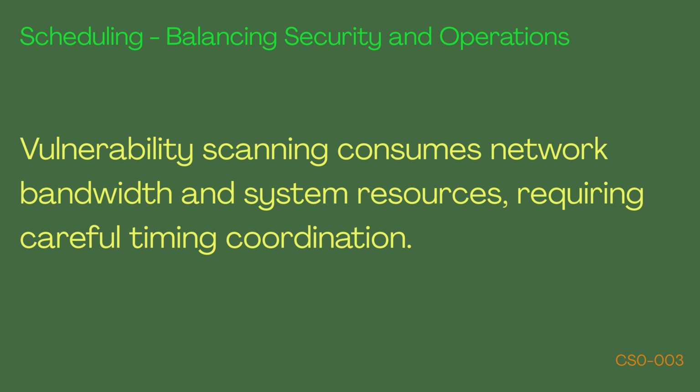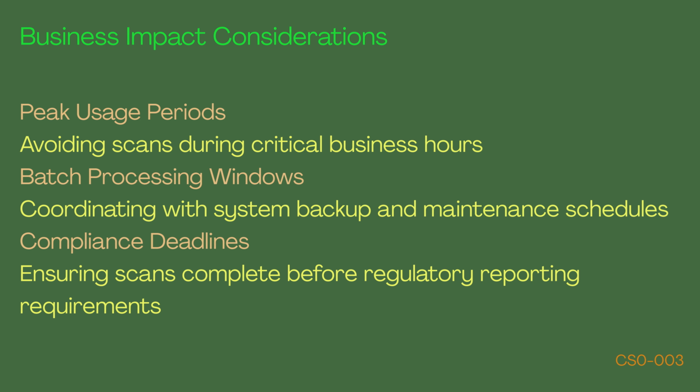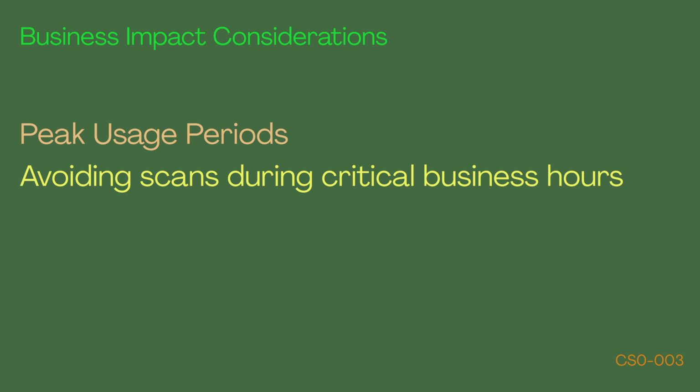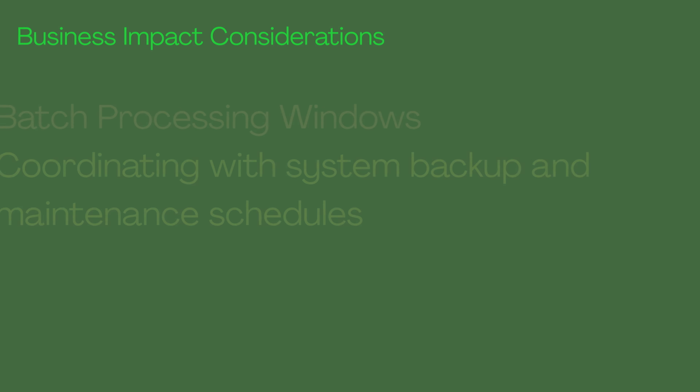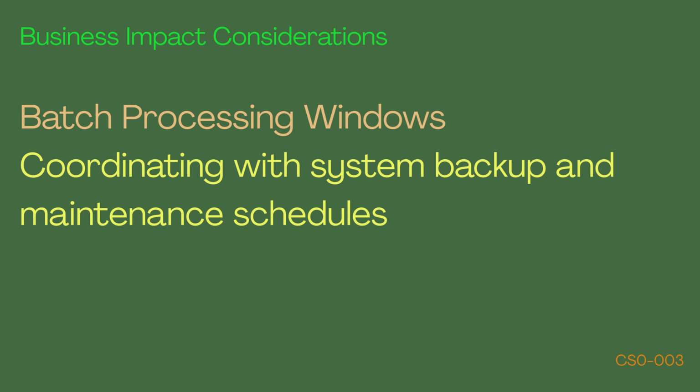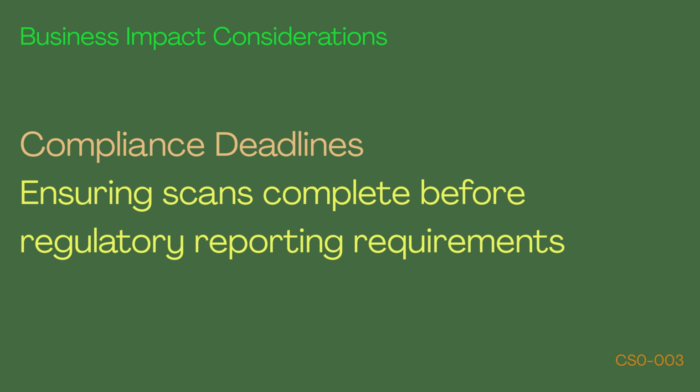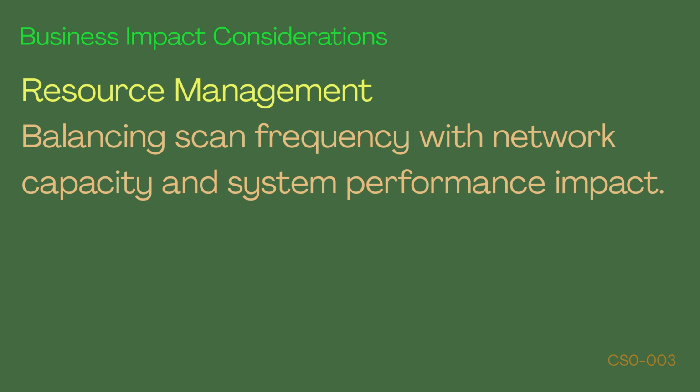Vulnerability scanning consumes network bandwidth and system resources, so it requires careful timing coordination. There are the business impact considerations of peak usage periods, batch processing windows, and compliance deadlines. You want to avoid scans during critical business hours. For batch processing windows, you want to coordinate with system backup and maintenance schedules. And for compliance deadlines, ensure scans complete before regulatory reporting requirements. Resource management is balancing scan frequency with network capacity and system performance impact.